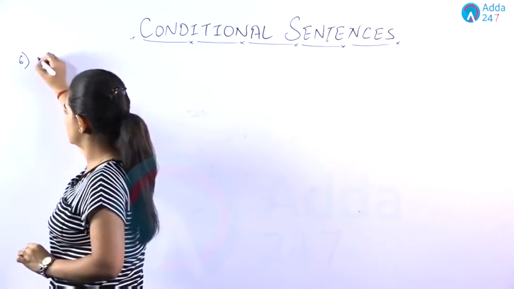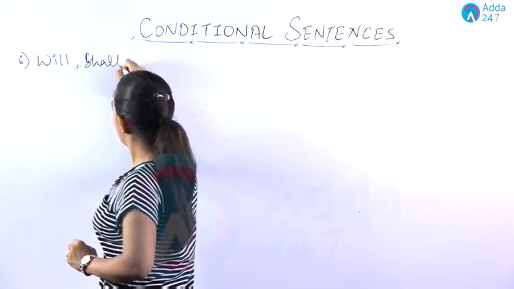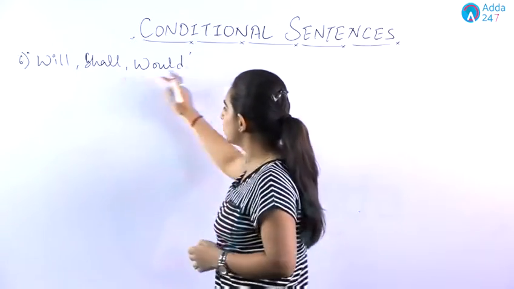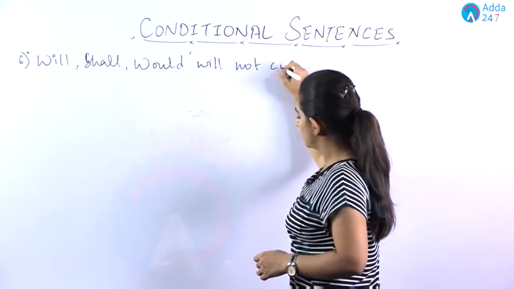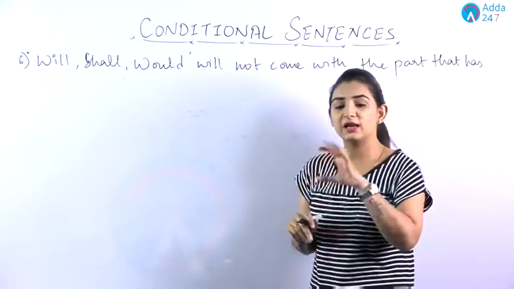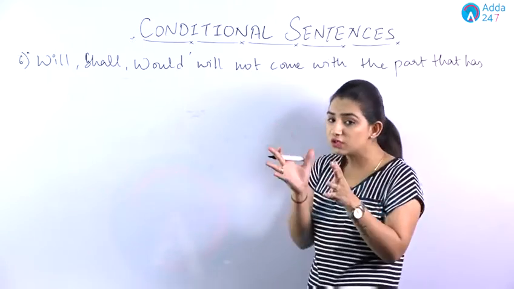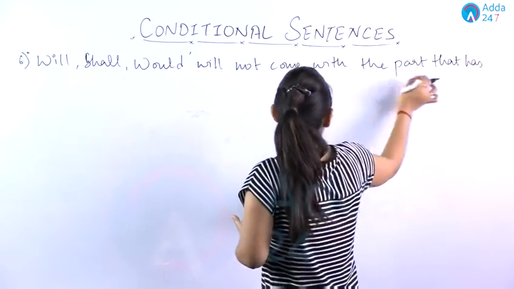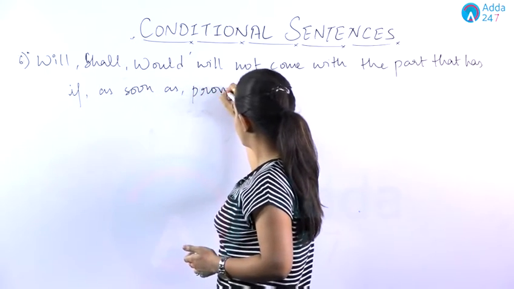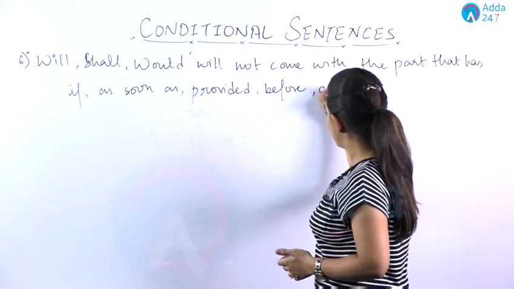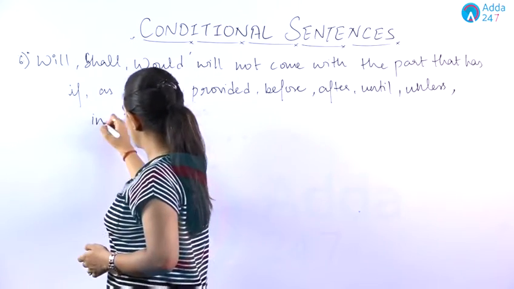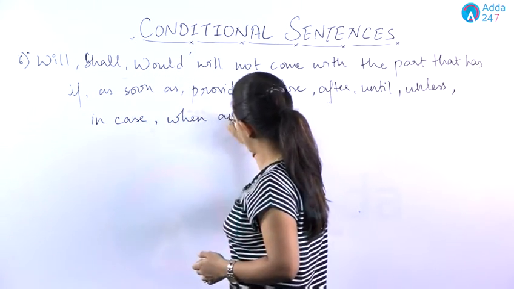Now the sixth condition says will, shall or would. These three words will not be used after certain words, and what are these? Will, shall or would will not come with the part that has if, as soon as, provided, before, after, until, unless, in case, when, and lest.